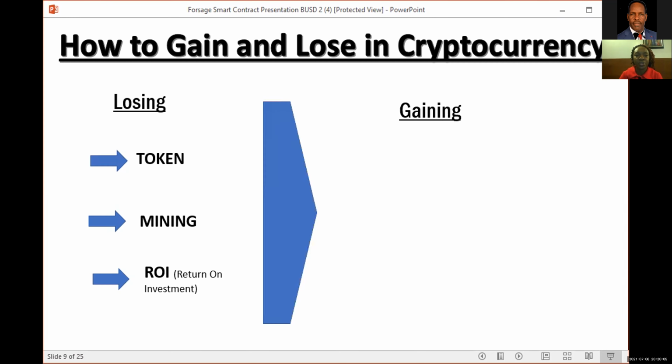So we are only sharing the losses to make you aware that these things are real in the markets. So you just want to be very careful about the type of investment that you put yourself into.